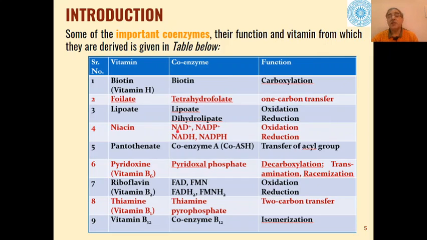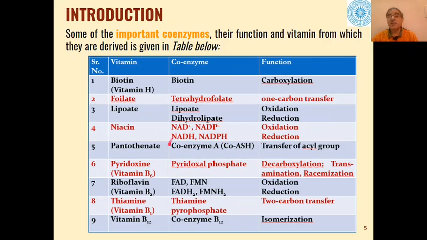Similarly, nicotinamide adenine dinucleotide NAD plus or NADP plus, that is the phosphate of NAD, or NADH or NADPH. If these are the coenzymes, then the vitamin from which they are derived is niacin, and they also undergo oxidation reduction reactions.